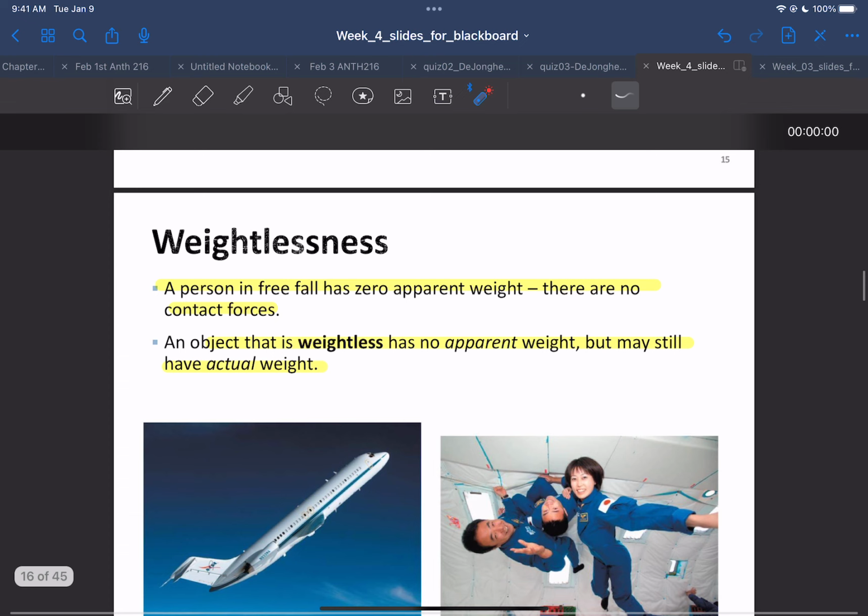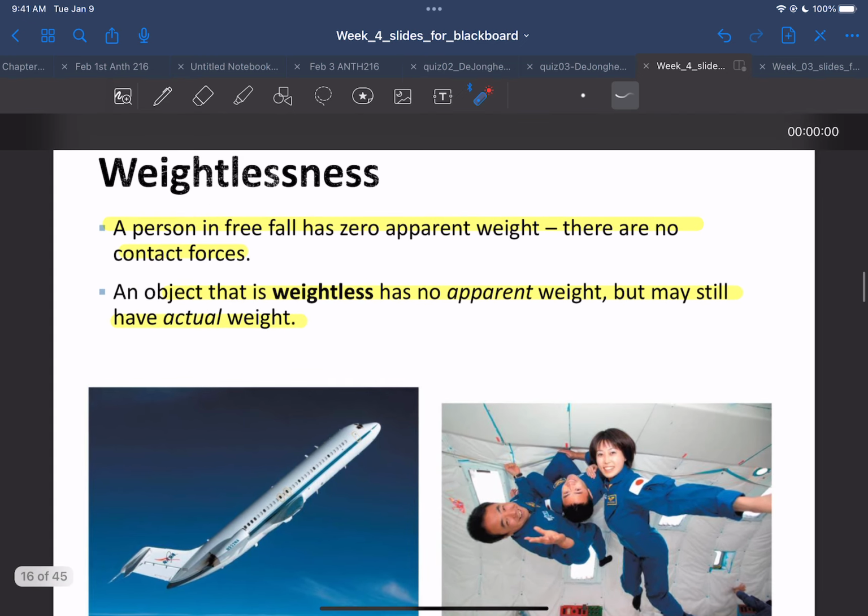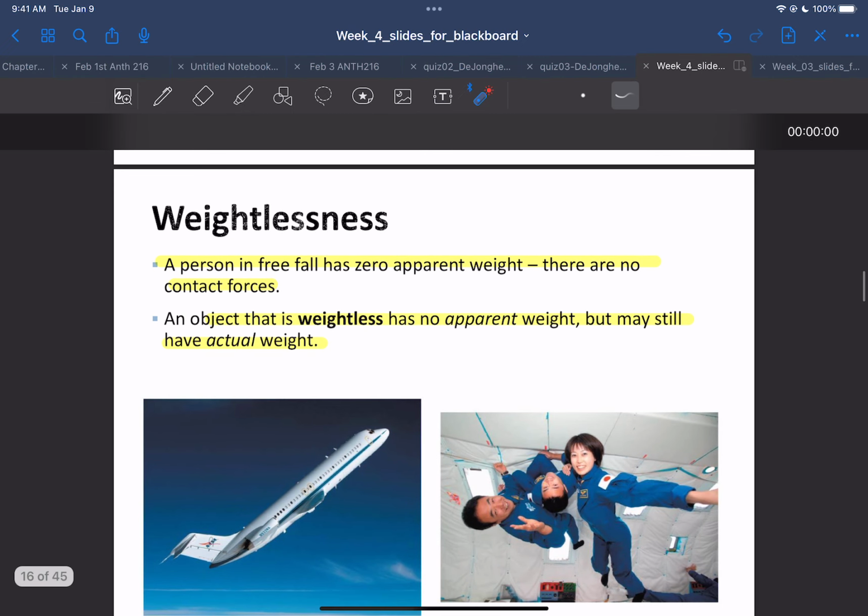If you're weightless, you have no apparent weight. That's kind of just a one-off concept there. And if you're in free fall as well, you have zero apparent weight because you don't have any contact forces in free fall. You're not in contact with any specific force. So you feel weightless.